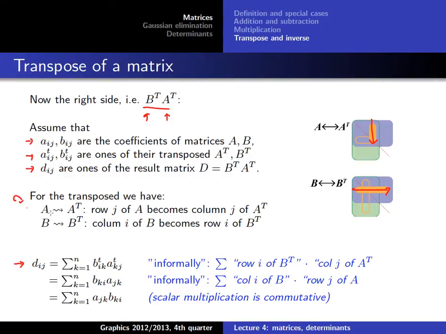If we create the transpose from A, the row J of A becomes the column J of A transposed. And the column I of matrix B becomes the row I of the transposed matrix. So if we want to have the row of the transposed matrix, we have to look it up in the column I of the original matrix. So we have to look it up here. And so let me just illustrate this.